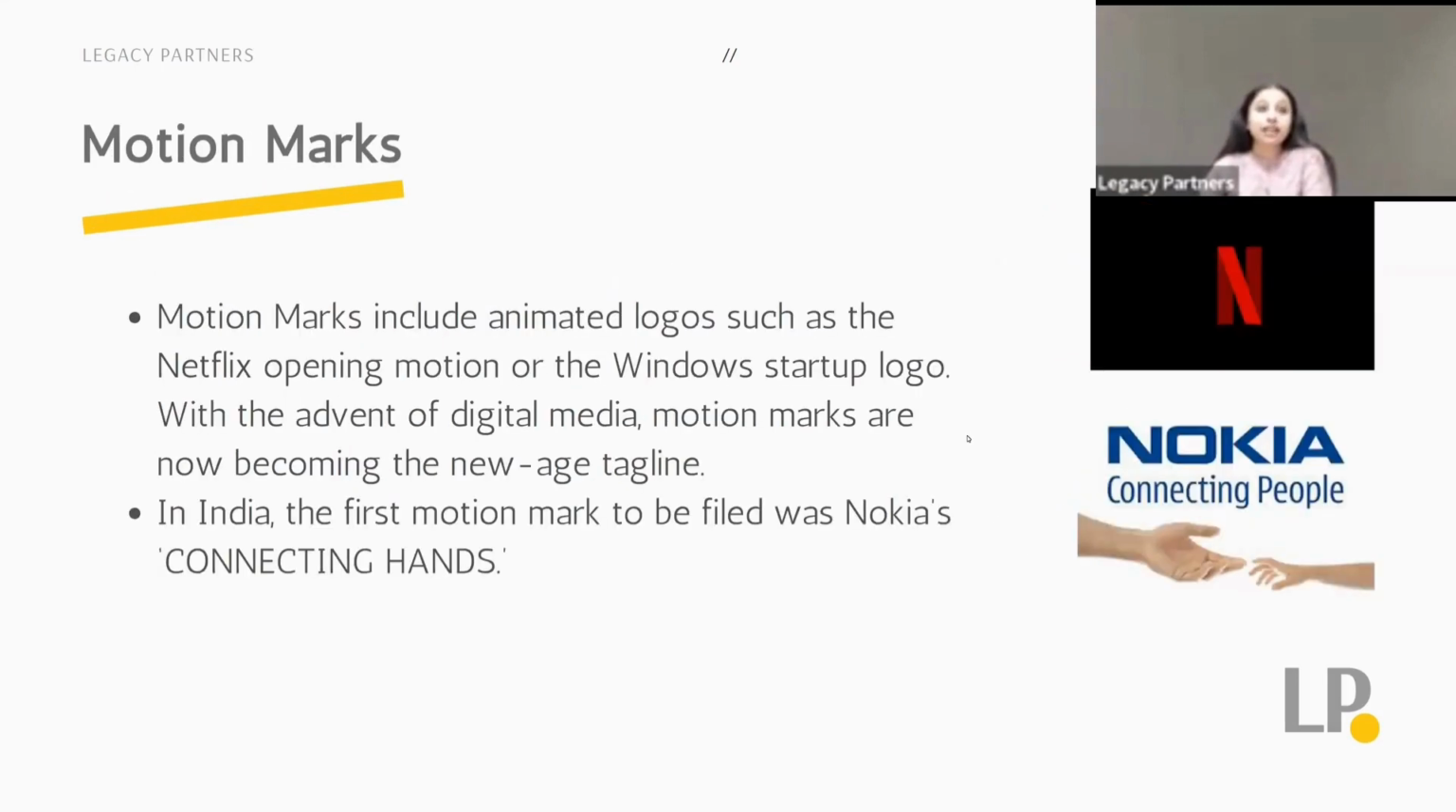Now, the next non-conventional trademark is the motion mark. Motion marks are those marks which associate certain motion with the logo. For example, whenever you open Netflix, you would have seen the Netflix opening motion. Or when you have opened a Windows app or started a computer, you would have noted the Windows startup logo, which has a motion associated with it. That motion can be registered as a motion mark under the Trademarks Act. In India, the first motion mark to be filed was Nokia's connecting hands. You might be familiar with that connecting motion associated with the Nokia device.